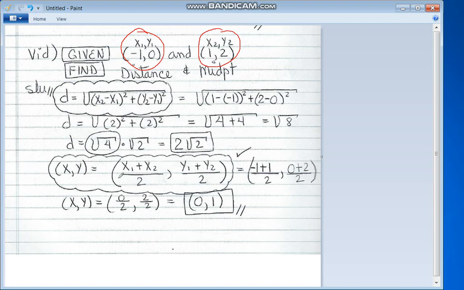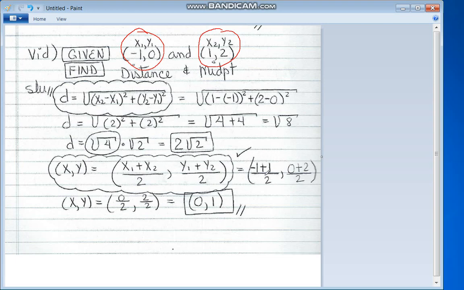Now the midpoint. The midpoint formula, (x, y), is equal to (x sub 1 plus x sub 2) divided by 2 for the first coordinate, comma, the next coordinate, y, is (y sub 1 plus y sub 2) divided by 2. We already know what's playing the role of x sub 1, x sub 2, y sub 1, y sub 2 up there in the red circles. So let's plug them into this formula.